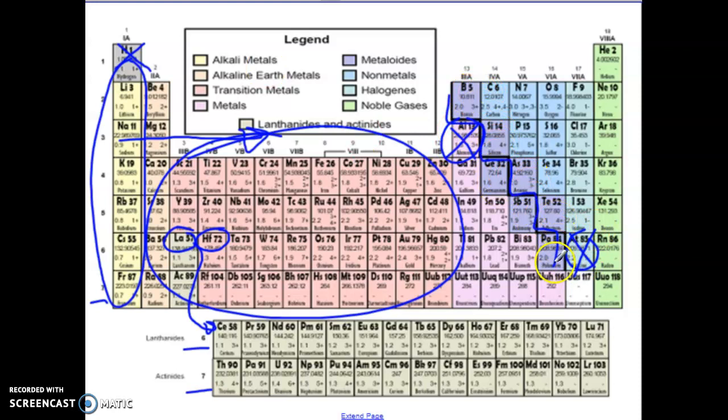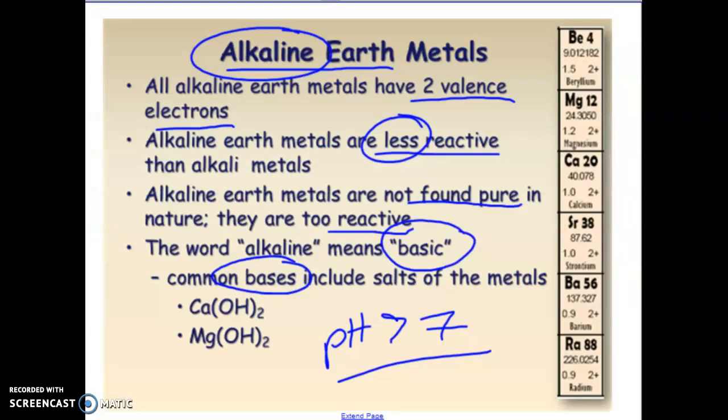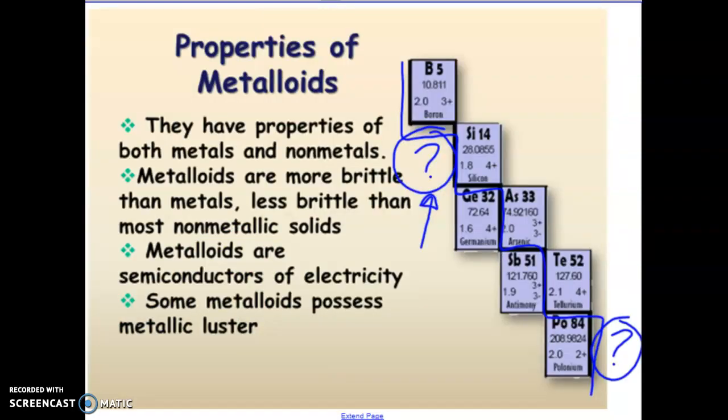However, you can see them in a purplish color here, these are our metalloids. A metalloid is really an in-between element. It has some metallic properties and some non-metallic properties. So it has properties of both metals and non-metals.